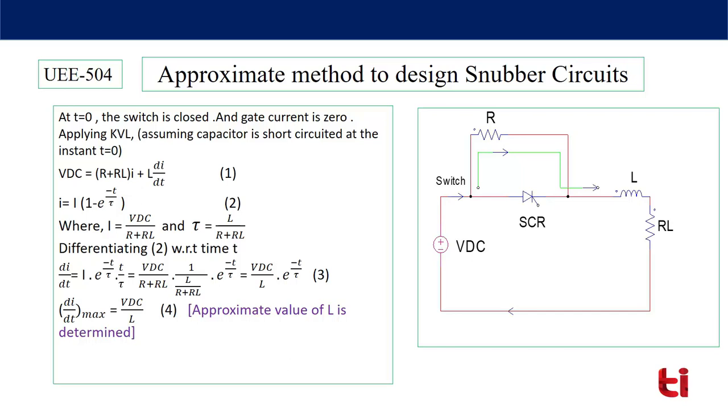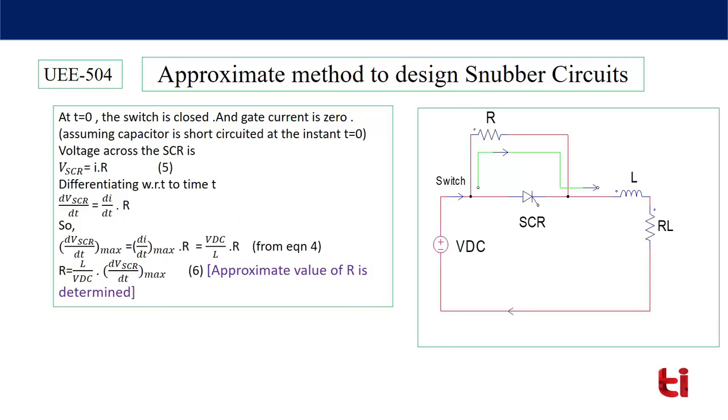Let's proceed from here. Voltage across the SCR at t equal to 0 is equal to current through the resistance R into R. So I into R. Now differentiating 5 with respect to t, dVSCR dt is equal to dIdt into R. So R is a constant and I is a variable parameter. Our purpose is to protect it from high dVdt or dVdt maximum. So let's find the value of dVdt maximum.